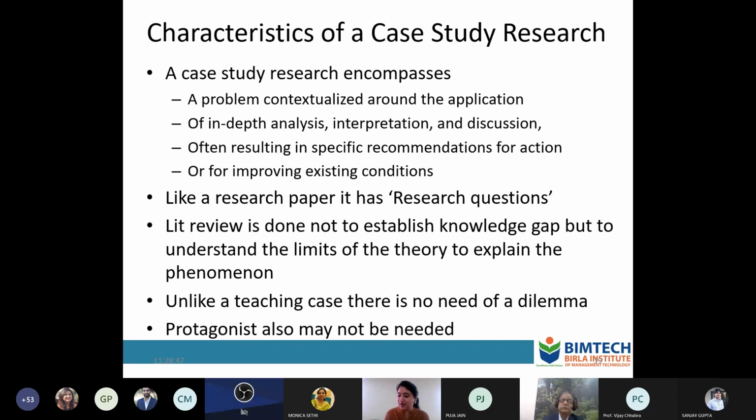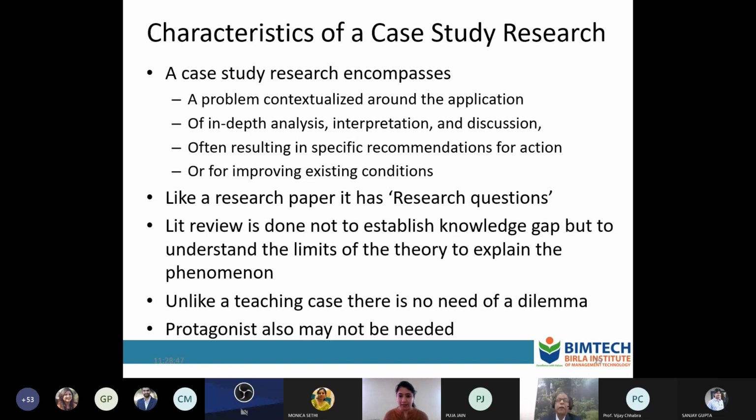Sir, you just told us about two cases. One is teaching and the other one is research case. So what I grasped is teaching cases are for students, but the research cases are particularly for enhancing the knowledge of the teachers only. Yes, yes.